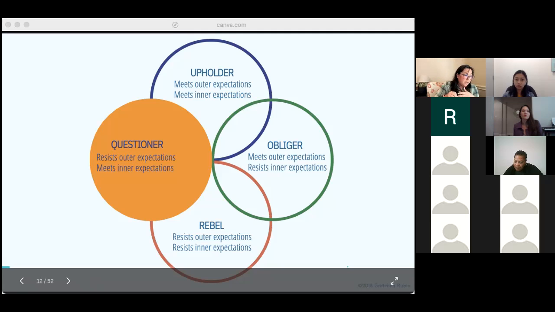A questioner can be impatient with others. And maybe this is what's happening to you, Rebecca, because you're saying that you're a questioner and your colleague might be a rebel. So your colleague might not feel the need to meet any expectations on your team. And that makes you very impatient because you think that everybody should be following the same process, and that's causing y'all to have that conflict.